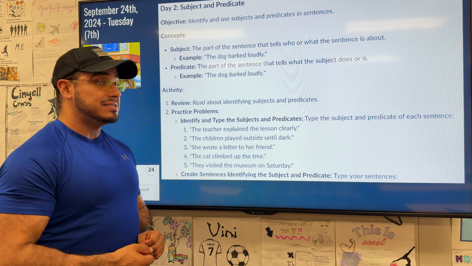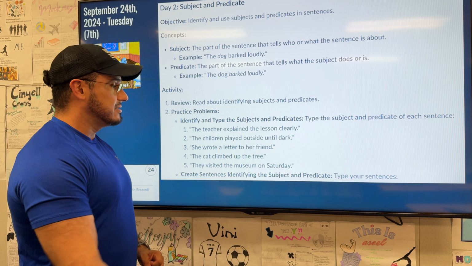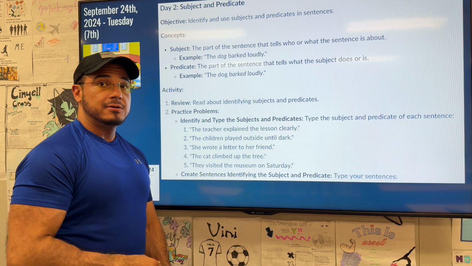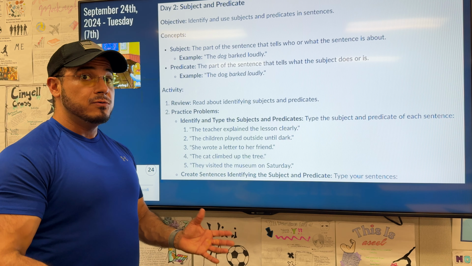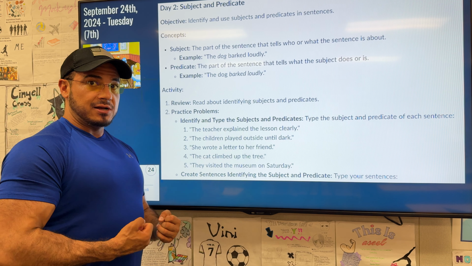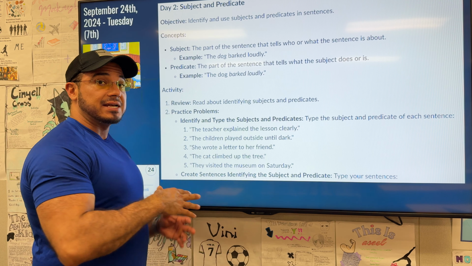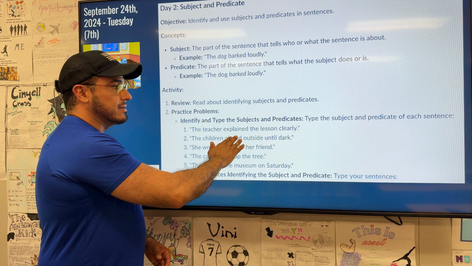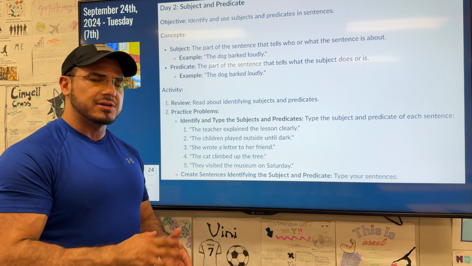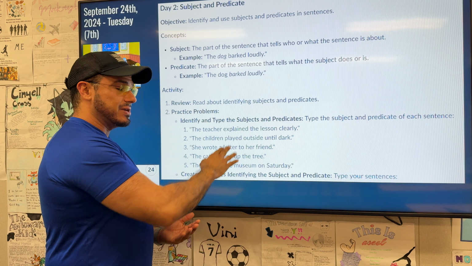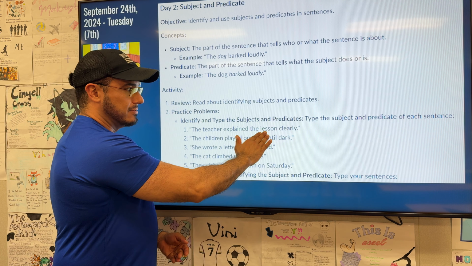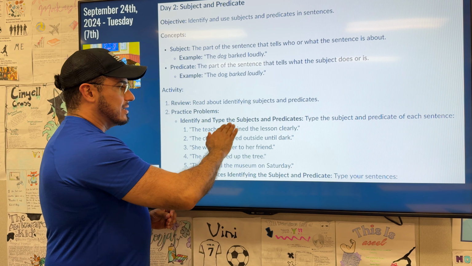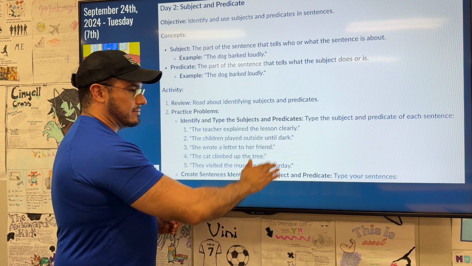All right, now let's go ahead and take a look at sentence number 1, which reads, the teacher explained the lesson clearly. What's our subject? What or who are we talking about? Well, we're talking about the teacher. That's our subject. What did they do? What's our verb? They explained. What's the thing that they explained? What's the object of the verb explained? It would be the lesson would be your object, but the complete predicate would be explained the lesson clearly.